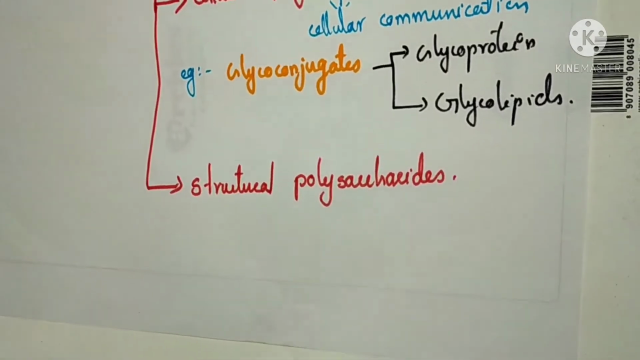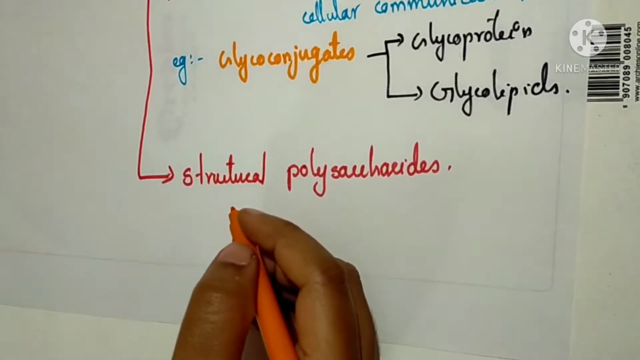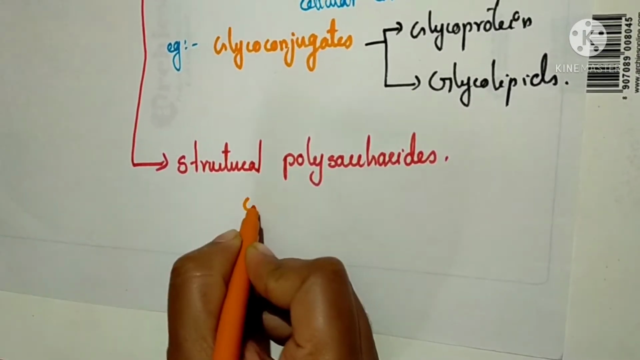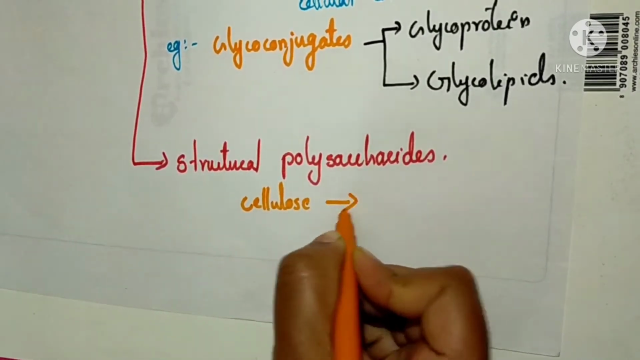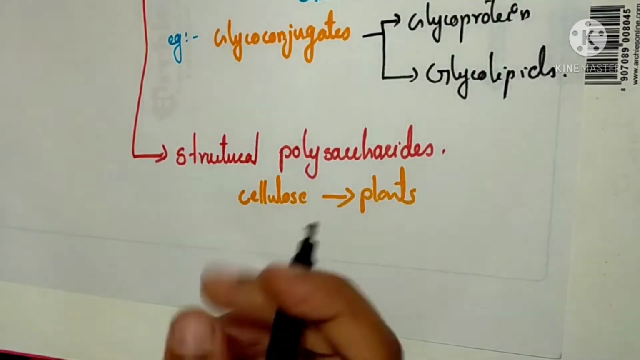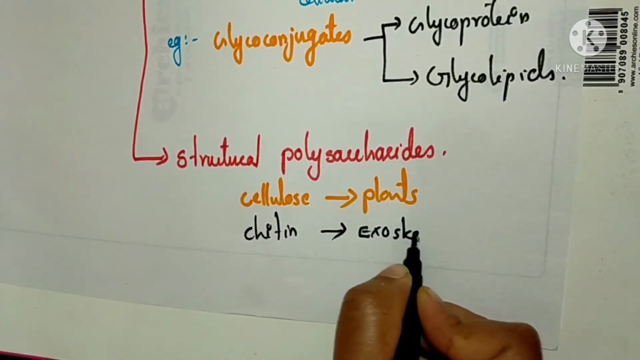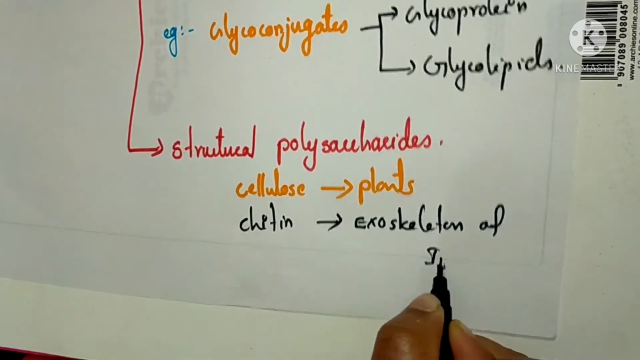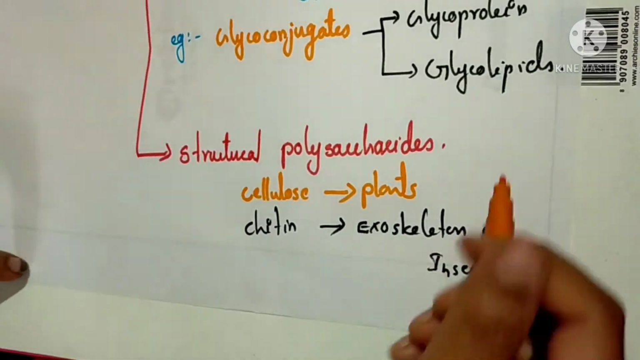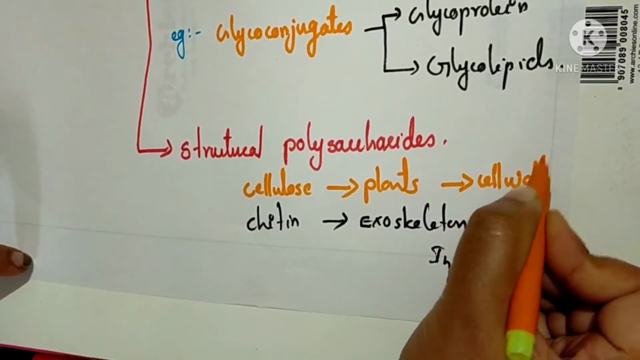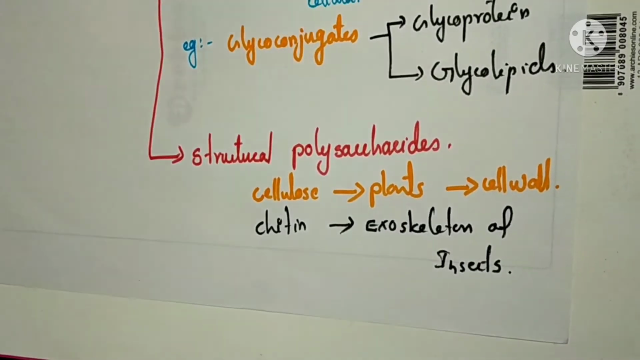The last category is structural polysaccharides. They are part of the structural components of plants, animals, bacteria, etc. Examples are cellulose in plants and chitin in the exoskeleton of insects. Cellulose is mainly seen in the cell wall of plants.